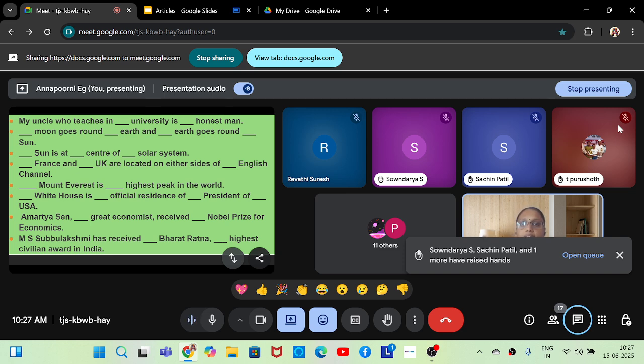Not even in one district, for two or three districts there will be only one university. For example, in Kerala there are only three universities. There are 14 districts in Kerala, but there are only three universities: Calicut University, MG University and Kerala University.